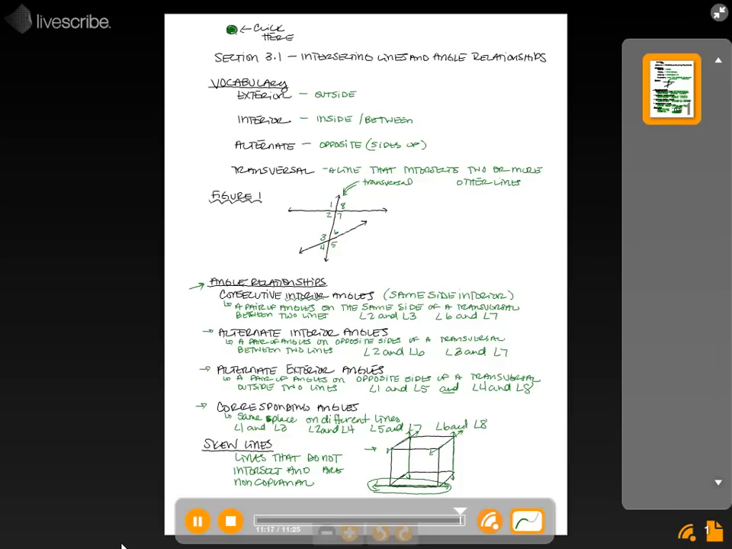Okay? Just remember that they cannot intersect and that they are non-coplanar. And those are your notes for section 3.1 on intersecting lines and angle relationships.